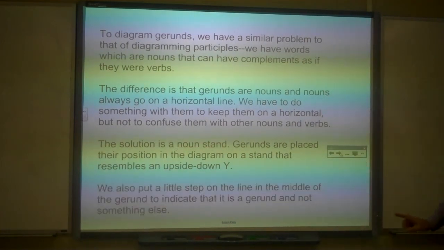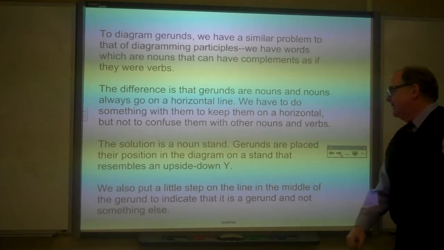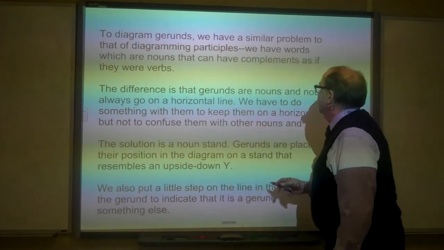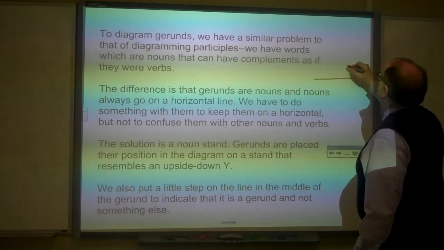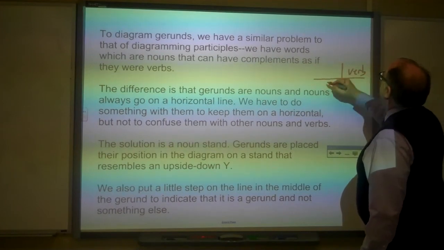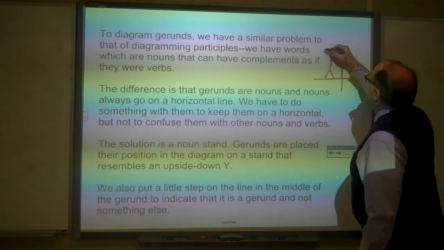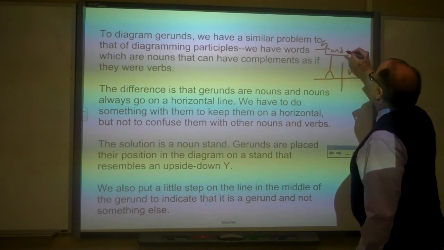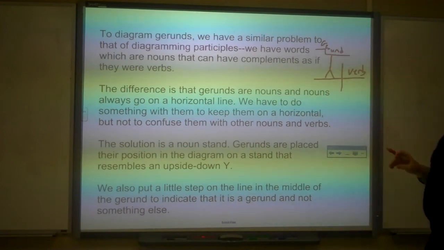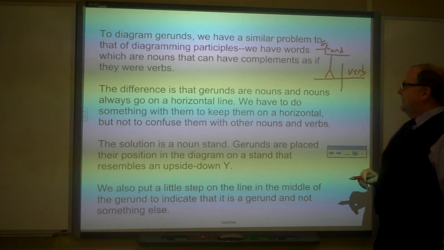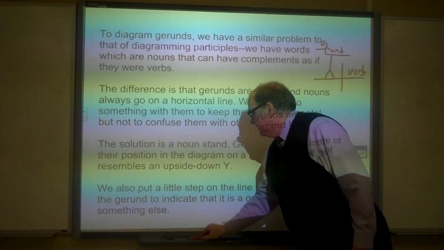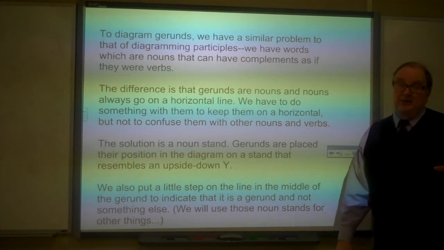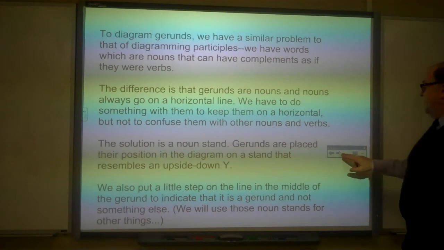We also put a little step on the line in the middle of the gerund to indicate that it is a gerund and not something else. Okay, so ultimately, let's say the gerund were the subject. Here's the verb, and the gerund is the subject. Here's the noun stand, and the gerund would go like that with a little step going down to the right. We will use those noun stands for other things. That's why we do have a little step in there.